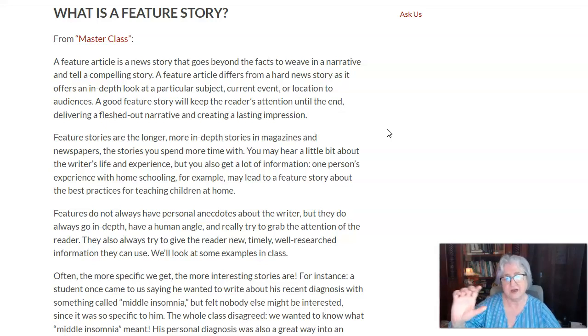Oftentimes we'll start with a narrative, a story about somebody, and it'll start with a little bit about them, and they give us a lot of information. There'll be a little bit more information, and finish with that story about that person. That's sort of a classic, traditional way to do feature stories. It's what I was taught in journalism school, that circular kind of thing. Okay, so that's one way to do it.